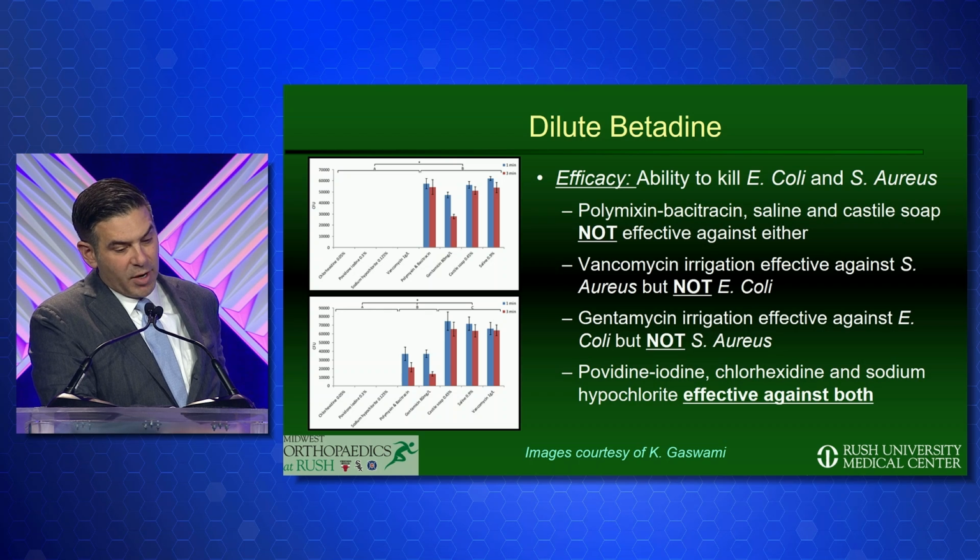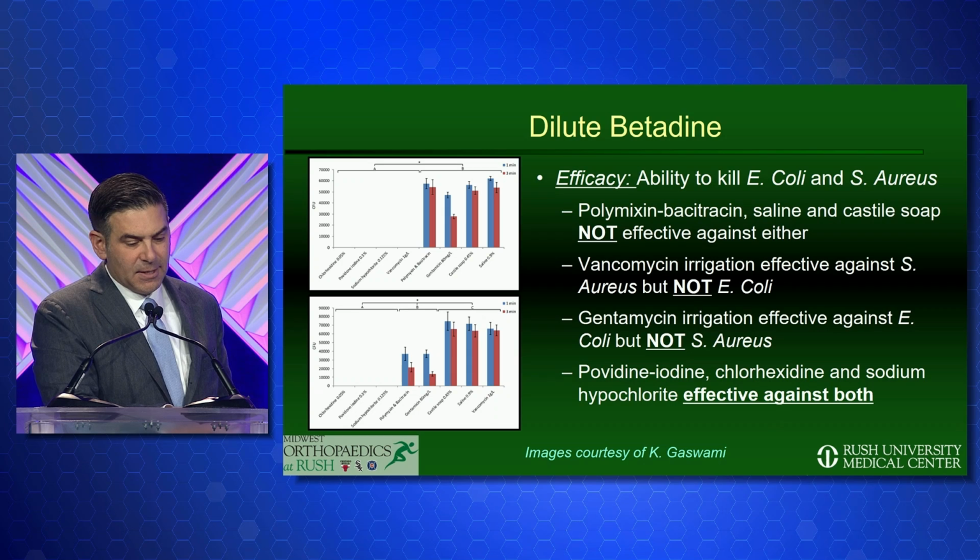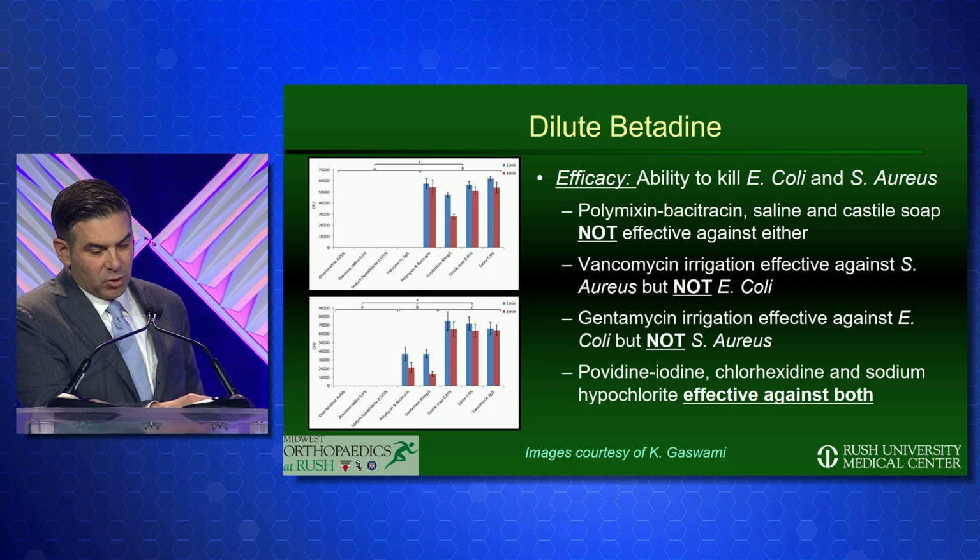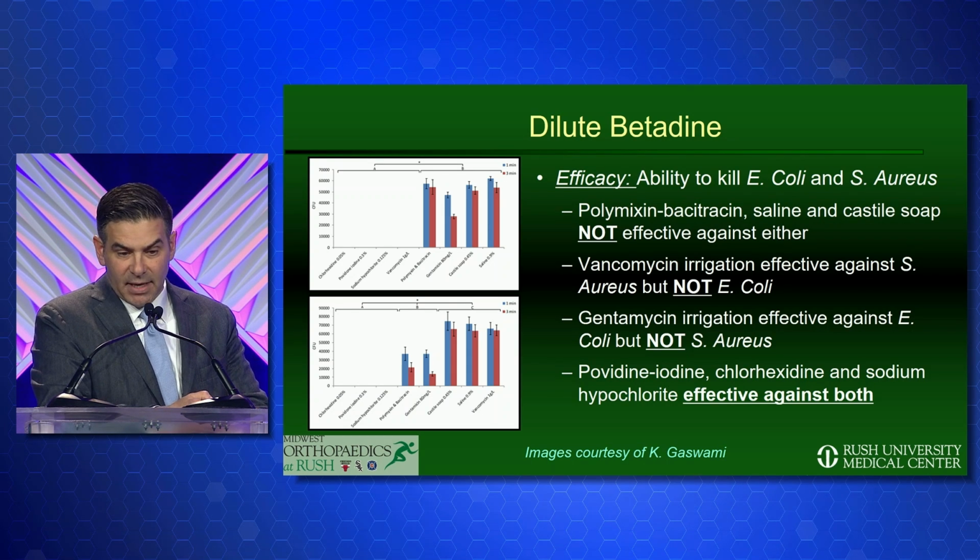Vancomycin worked against Staph aureus, but not E. coli. Gentamicin was effective against E. coli, but not Staph aureus. And povidone iodine, chlorhexidine, and sodium hypochlorite were effective against both.